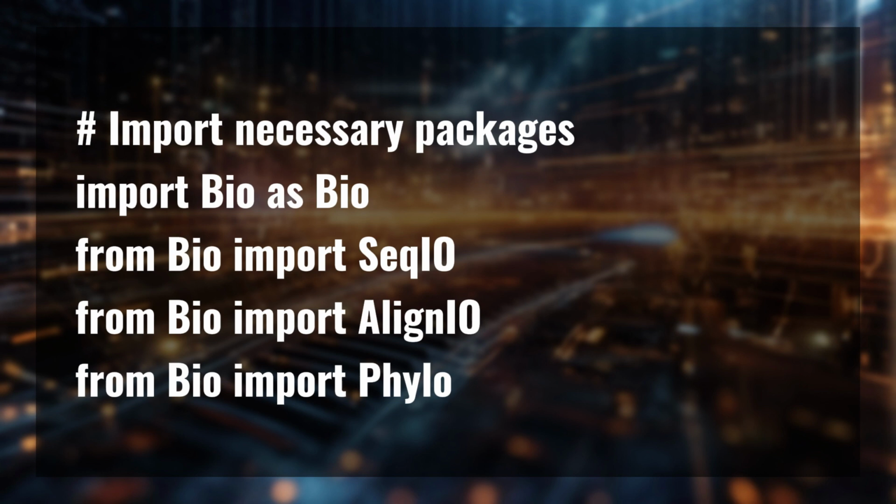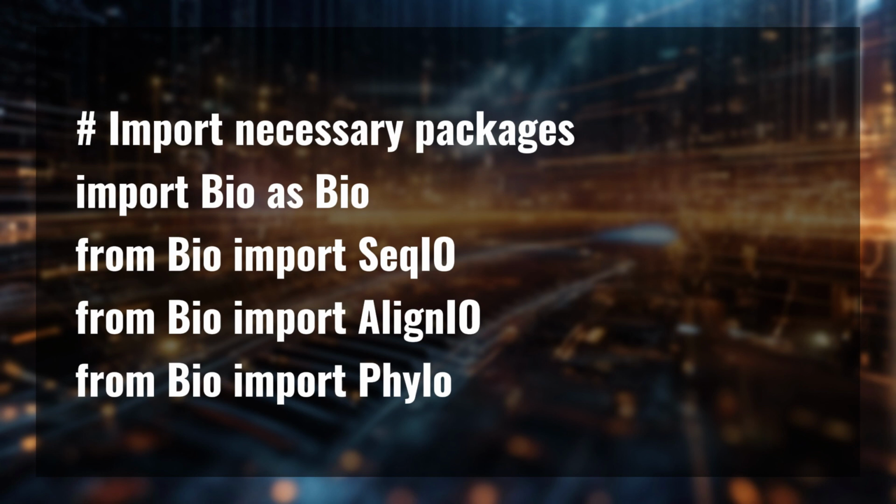Next line, we have from Bio import AlignIO, align input and output. A should be in capital. After that, we have import Phylo. P should be in capital. I'll be explaining each of them one by one, what functions they contain and how we are using them in different scenarios. In this section, the code imports the required Biopython modules. It's worth noting that the Bio package is imported twice, which is redundant. You only need to import it once.